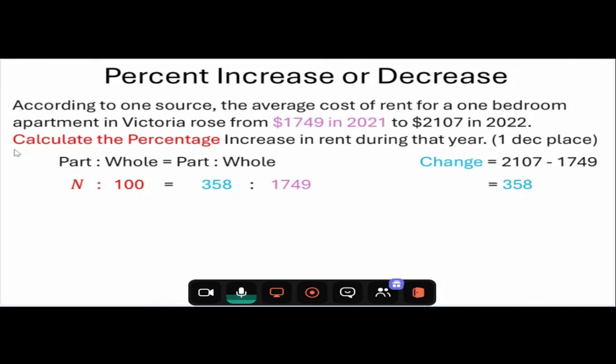And by the way, this is why you show me all your work on your tests, because let's say you set this up wrong. Let's say you made probably the most common mistake on a percent increase question. Let's say you stuck that 2107 instead of the 1749 on the right-hand side. Or another common mistake is people forget to calculate the change and they just use these two numbers, 1749 and 2107.